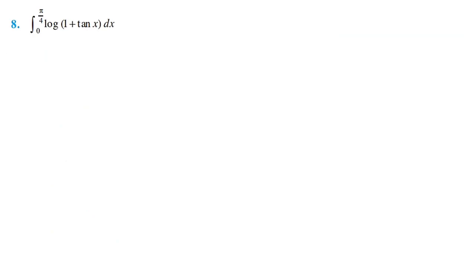Next we shall discuss the 8th question, integral 0 to pi by 4 log 1 plus tan x dx. Here also, when we see the limit itself, the property should come to our mind. This is in the form 0 to a f of x dx. That means integral 0 to a f of x dx is equal to integral 0 to a f of a minus x dx. That is the property we are going to use, just like the common algorithm. Let I be equal to integral 0 to pi by 4 log 1 plus tan x dx. Label it as equation number 1.